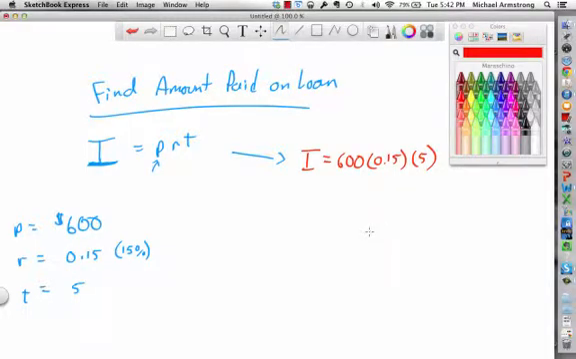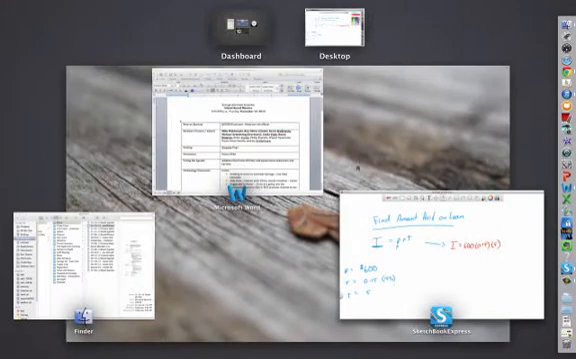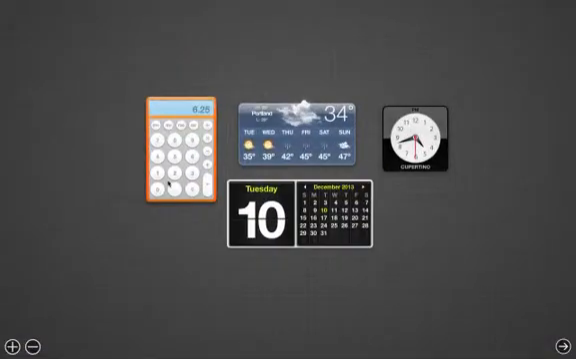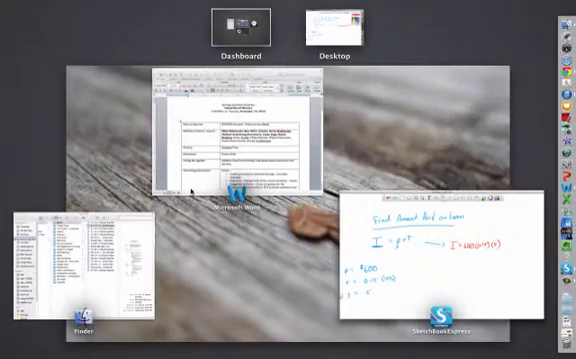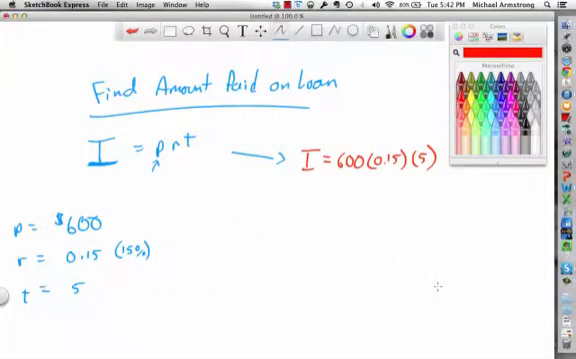We're going to go right back to our calculator. 600 times 0.15 times 5. 15% times 5 years is $450. You might say to yourself, $450? That's less than the $600 I borrowed. Well, it is less, but that's the interest you paid. You still owe the $600. So your total amount paid for the loan includes the $450 plus your principal, which is $600.